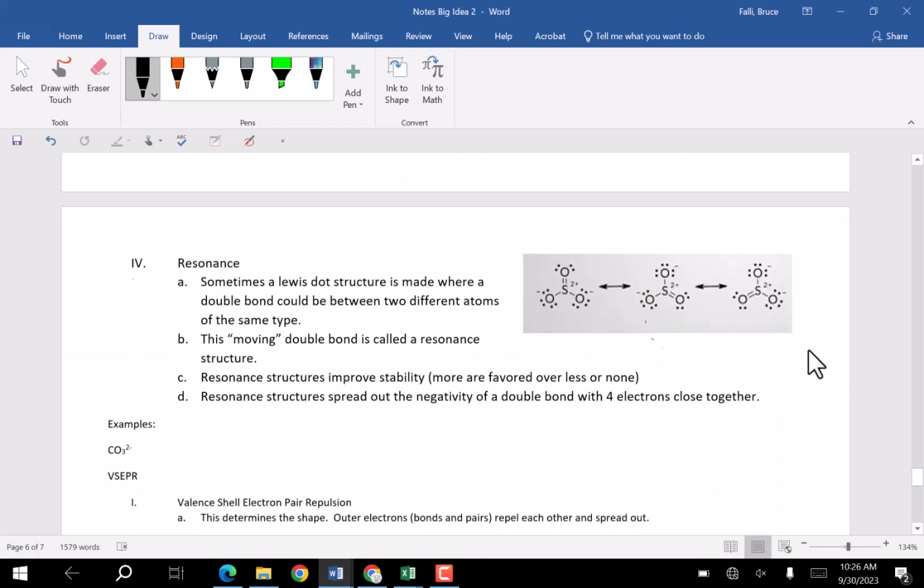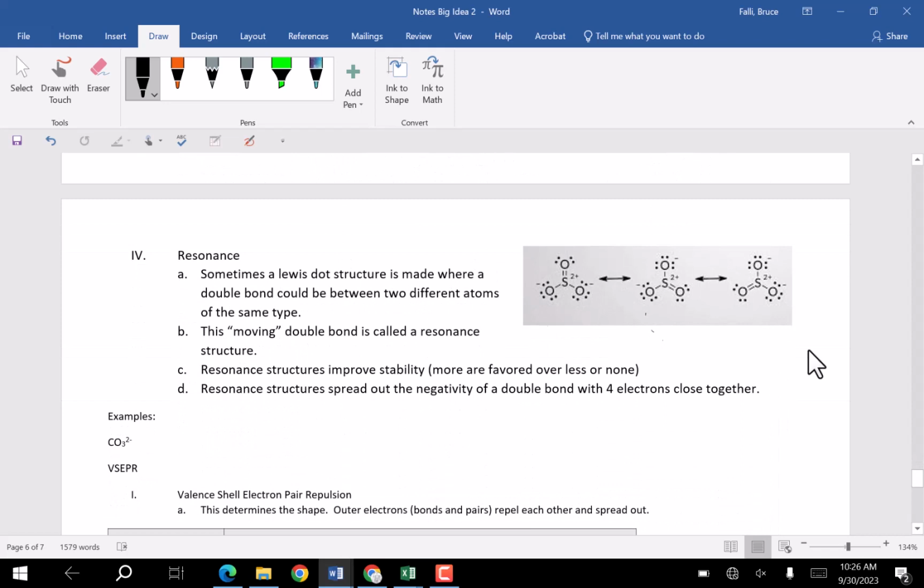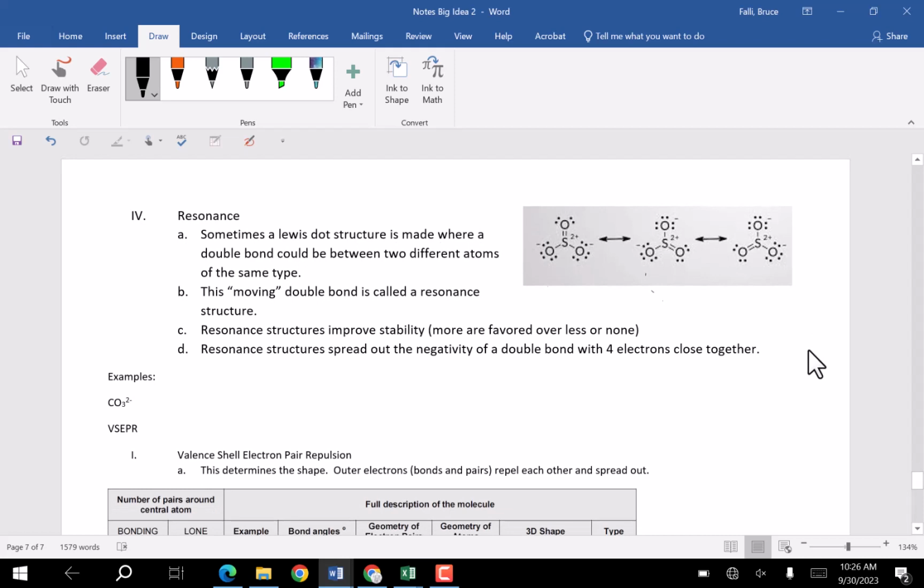All right, let's talk about resonance. Sometimes a Lewis dot structure is made where a double bond could be between 2 different atoms of the same type. So I'm looking at this guy right here to see how the double bond could be the top, the left, or the right. But I could have just as easily written it where the double bond is to the right. Or I could have just as easily written it where the double bond is to the left. So sometimes a Lewis dot structure is made where a double bond could be between 2 different atoms of the same type, 2 or more.